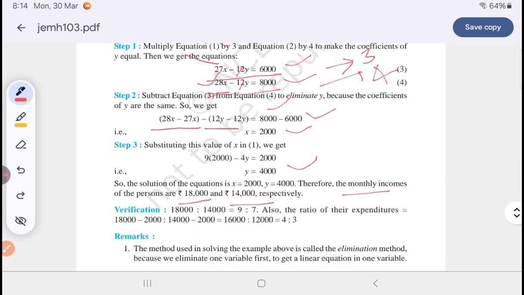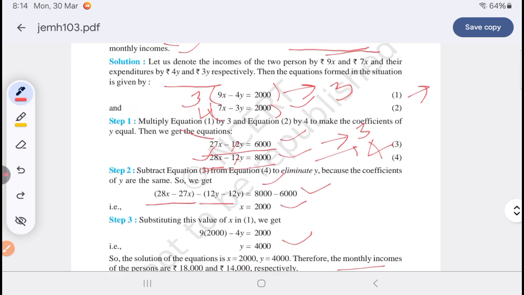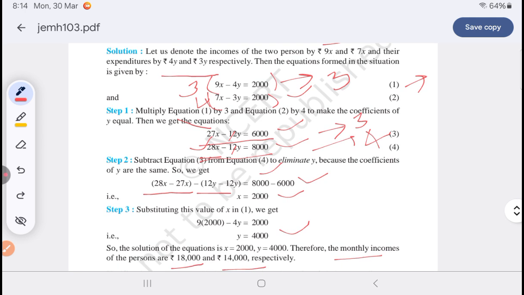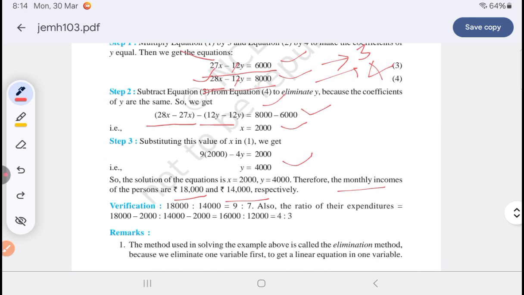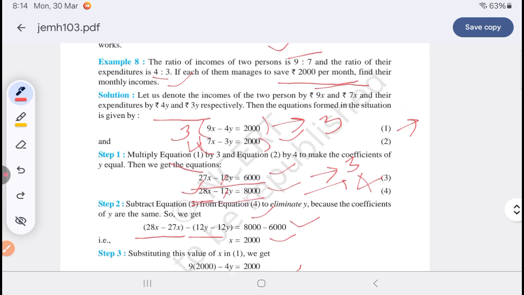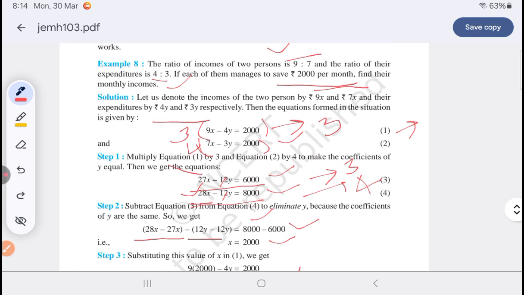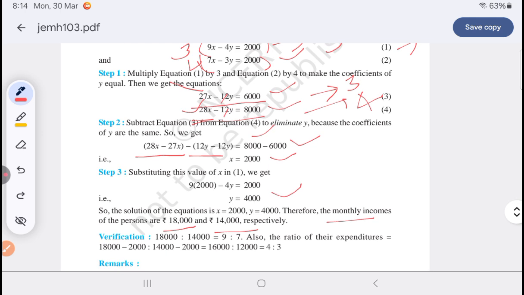So 9 into 2 is 18. And then 7 into 4, y. 3 into 4.